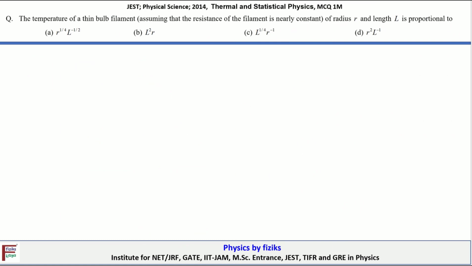So let's continue with the next problem. The statement is: the temperature of a thin bulb filament, assuming that the resistance of the filament is nearly constant, of radius r and length l, is proportional to. This is an important condition to solve this problem. We can solve this problem by making use of the power, that is the energy radiated per second, which is proportional to the electric power across the resistor whose length is L and radius is R.